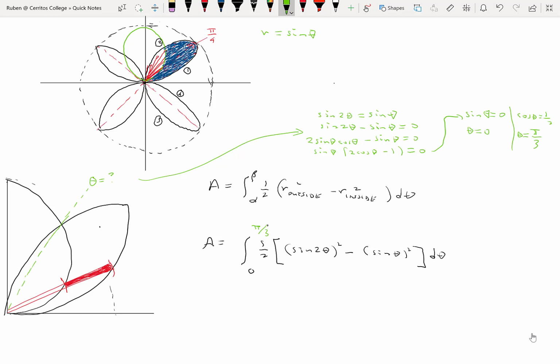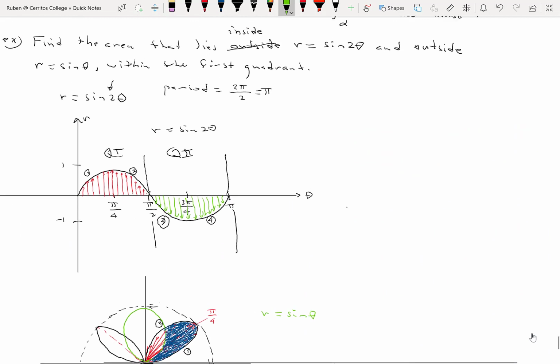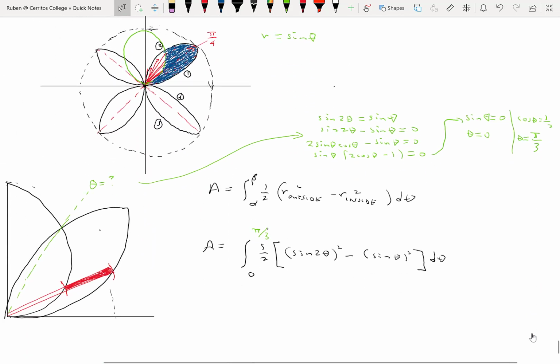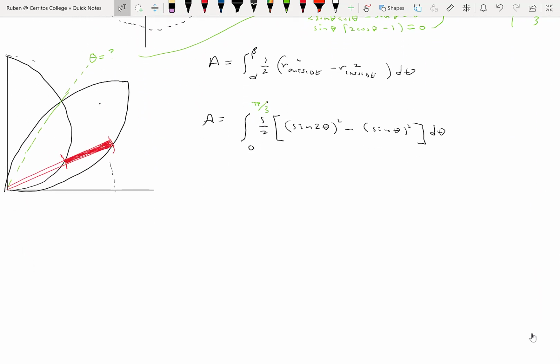Okay, let's do one more example to end this section. I'm going to consider the same two curves, but I'm interested in changing the wording. In the previous example, I wanted the area that was inside the rose and outside the circle. For our last example, I want to find the area in the first quadrant that's enclosed by both curves. And there's a difference. The difference will become clear in a minute.